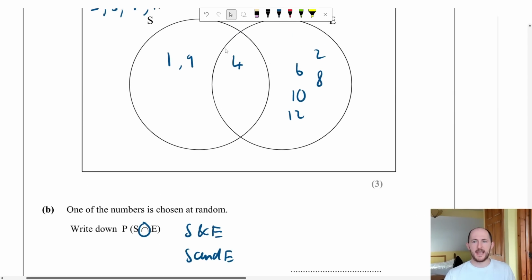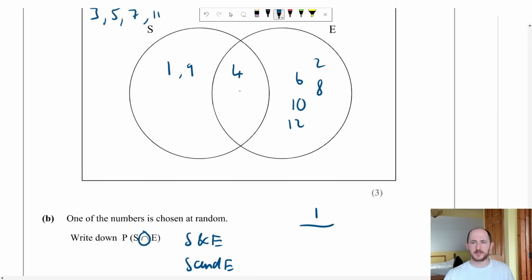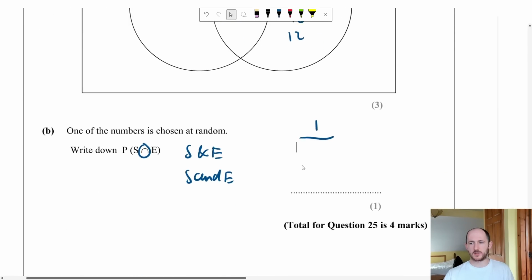So we're looking at the intersection. Well, how many numbers are in the intersection? There's 1. Out of how many numbers in total? 12. So it's a 1 in 12 chance.